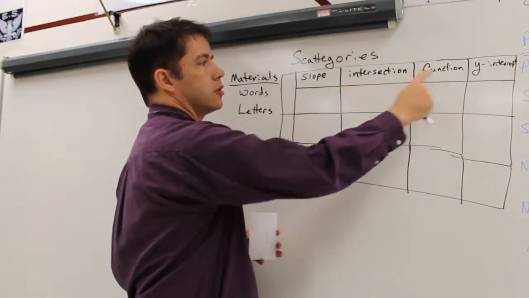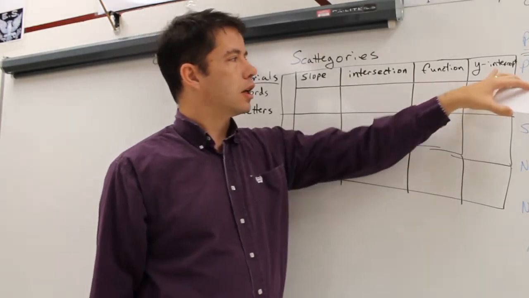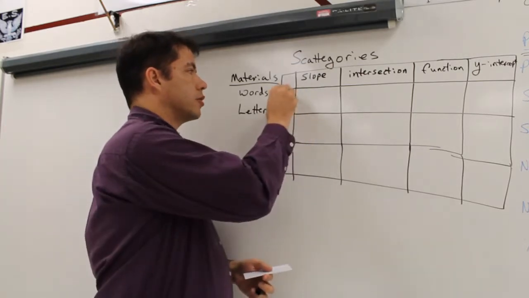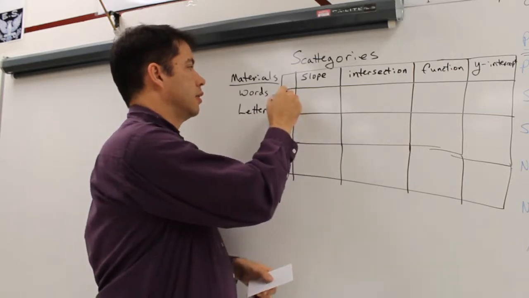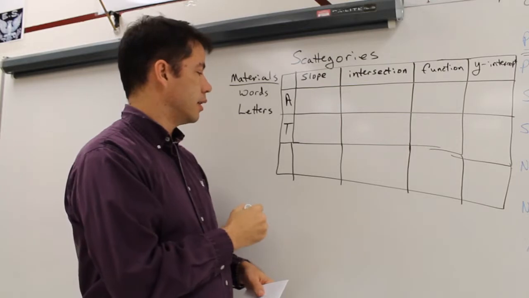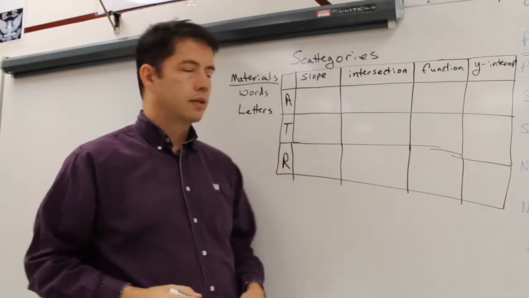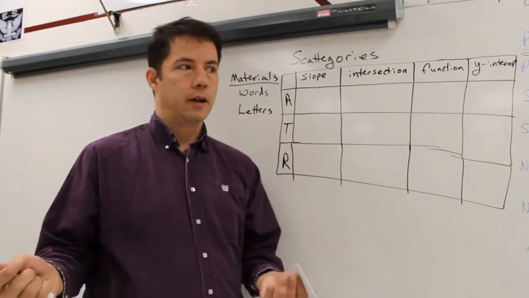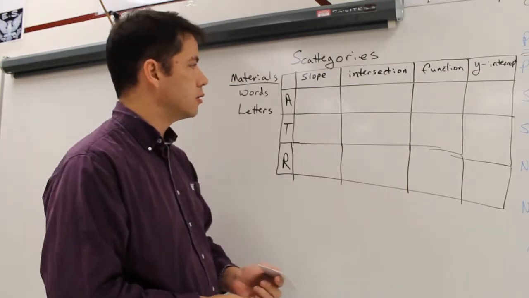And write these words across the top. So slope, intersection, function, and y-intercept. Those are our words. And then I'm going to pick some letters. So let's start with A, T, and let's do R. Okay, I just randomly pulled those out of my head. There are some random letter generators and all kinds of things you can find online that you can use.